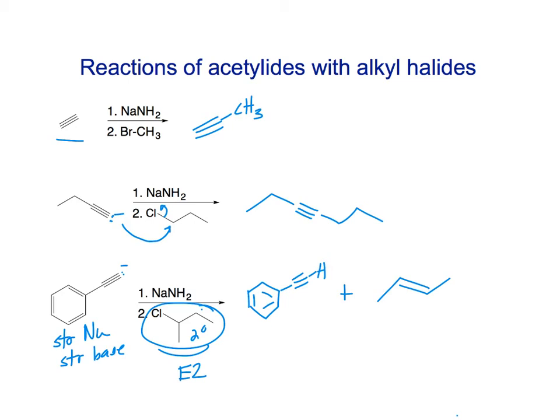So one thing to keep in mind is that this type of acetylide SN2 substitution only works for methyl and primary alkyl halides. If we have secondary alkyl halides, we get E2. If we have tertiary, of course, they don't do SN2. It would give an E2 reaction as well.